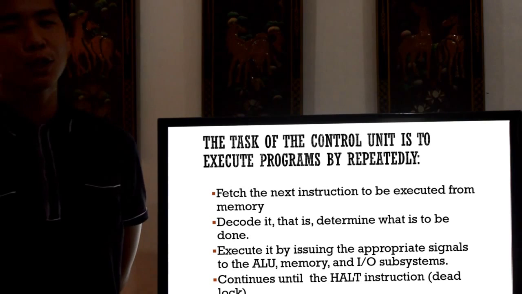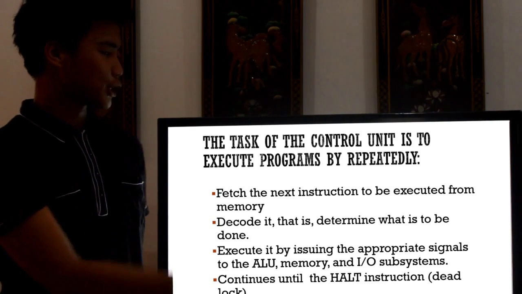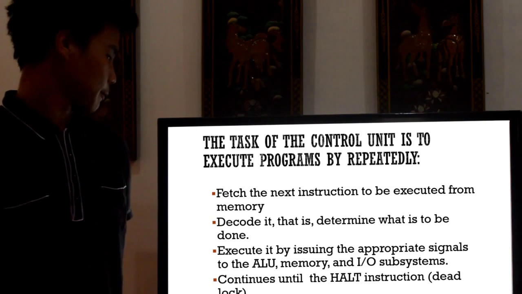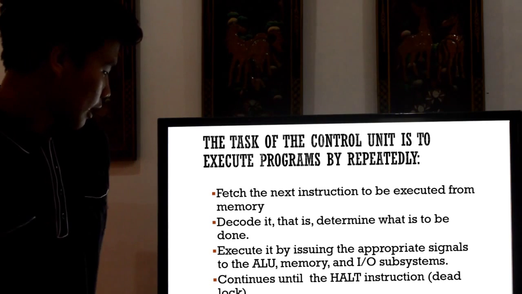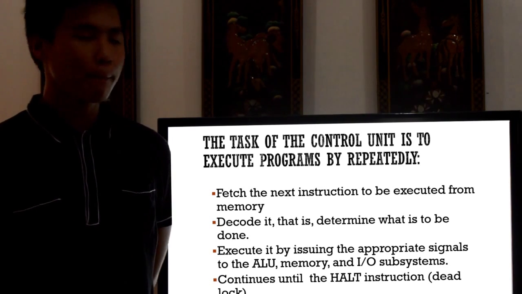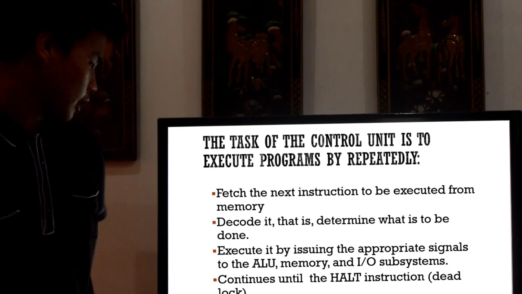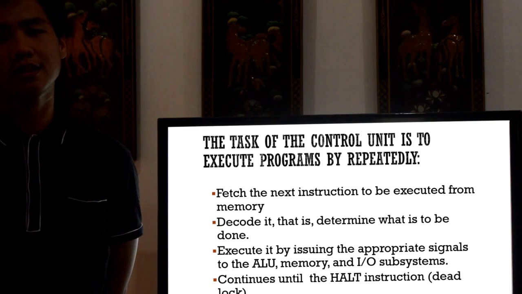The task of the control unit is to execute programs repeatedly: fetch the next instruction to be executed from the memory, decode it, that is, determine what is to be done, and execute it by issuing the appropriate signals to the ALU, memory, and the I/O subsystems. It continues until the halt instruction or the so-called deadlock.